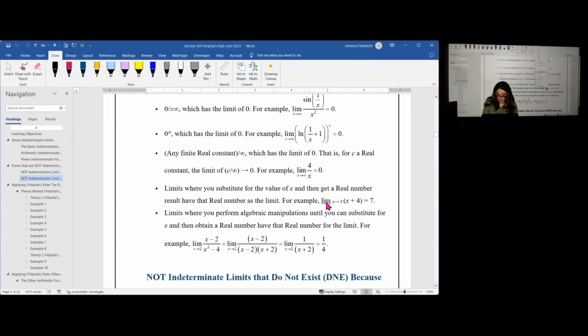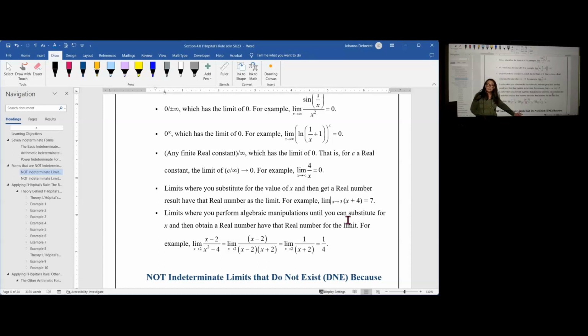What about limits where we perform algebraic manipulations until we can substitute for x to obtain a real number? For example, the limit as x approaches 2 of the quantity x minus 2 divided by the quantity x squared minus 4. You can factor the denominator. Note that this would give you the form 0 divided by 0 in the initial step, but by factoring, you're able to cancel the like factor x minus 2 and then substitute the value of 2 into the reduced fraction to get the value of the limit, which is 1/4.